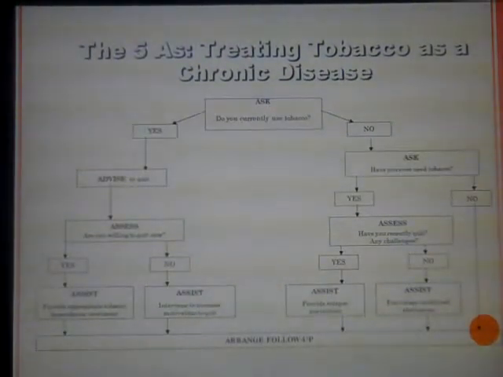The 5 A's, which is what I care that you know about, is for treating tobacco as a disease, begins with asking the patient, do you currently use tobacco? And if the answer is yes, advising to quit, assessing their willingness to quit, assisting them with tobacco dependence treatment versus intervening to improve motivation to quit, and arranging follow-up.